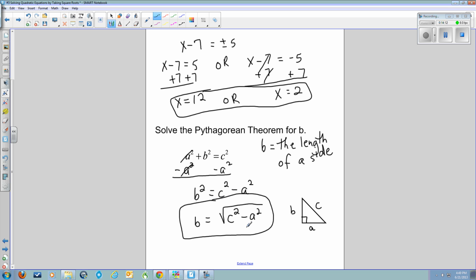And we're going to have to leave it just in this form because we cannot take the square root of c squared minus a squared when we don't know what they are. And notice these are being subtracted, so you just can't go ahead and take the square root of c squared and the square root of a squared. You actually would have to do that operation of subtraction first before you took the square root. So we get b equals the square root of c squared minus a squared.